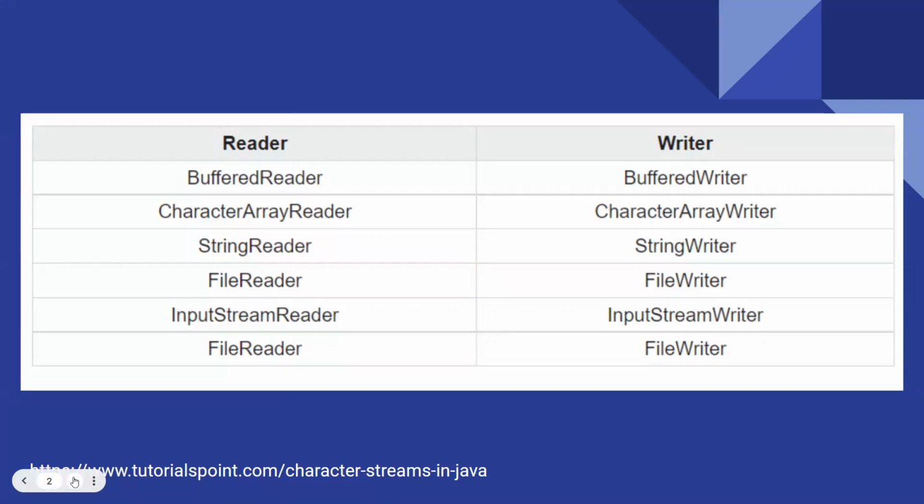For example, you may choose the BufferedReader if you are reading and writing from, let's say, the console, or you can read from a FileReader, let's say you are getting the data from the file itself. So we will see a simple example here and understand how it works.